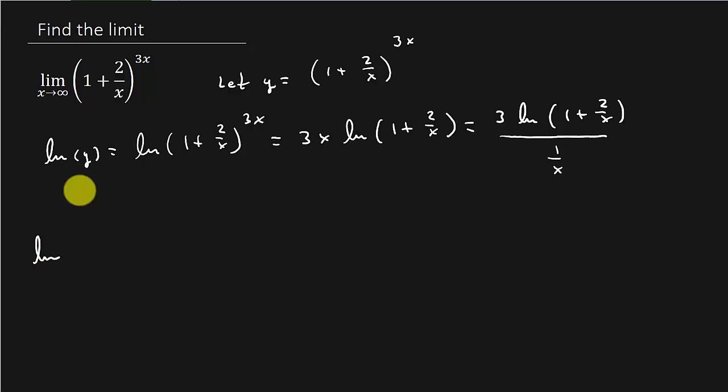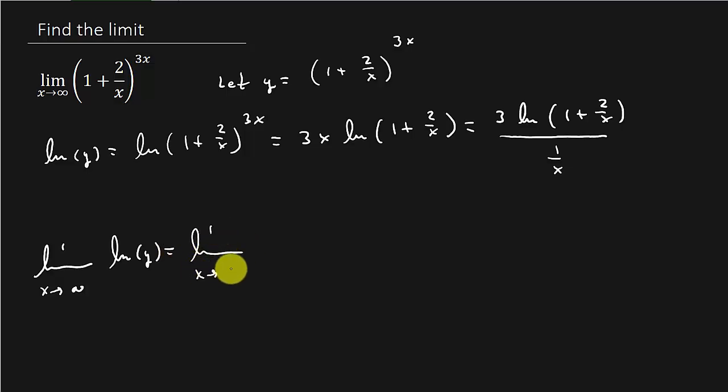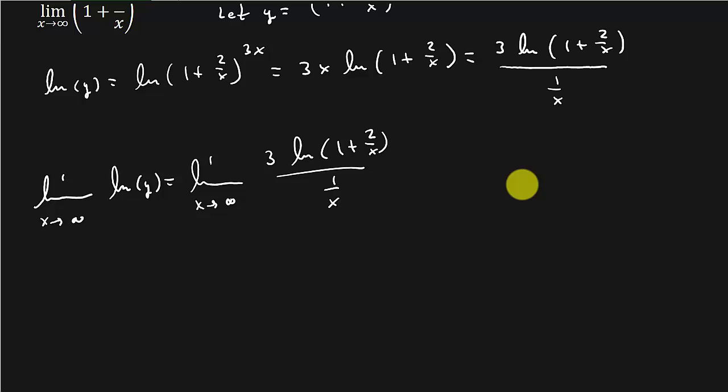The limit as x goes to infinity of natural log y is equal to the limit as x goes to infinity of 3 times natural log of (1 plus 2 over x) over 1 over x. And as we just talked about, if I take the limit of this as x goes to infinity, I get 0 over 0. So that tells me that I can apply L'Hopital's rule. All right, so I'm going to take the derivative of the numerator.